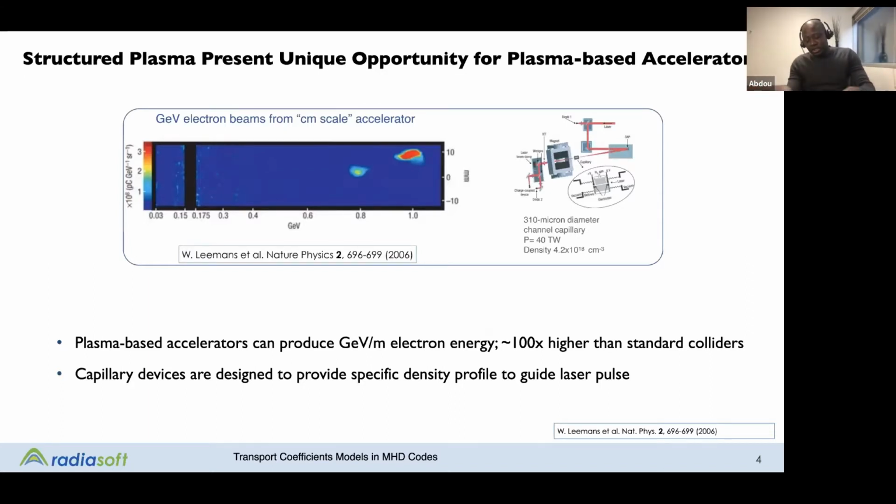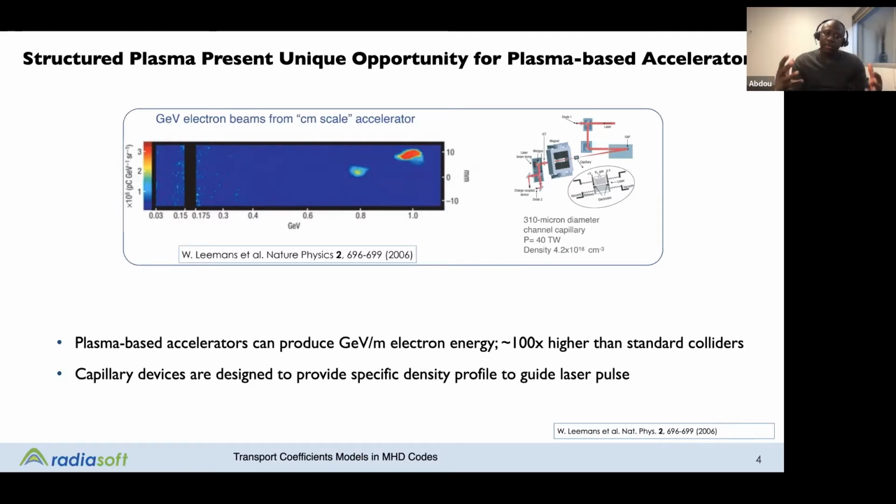What we have been interested in recently, I mean, since a couple of years ago, is that Tajima proposed the idea of using laser-based plasma as a compact accelerator. The reason is that a plasma-based accelerator can produce a high electric gradient, up to a couple of hundred giga-electron volts per meter in terms of electron energy. This is higher than what you could get from standard colliders, which are about a few MeV per meter.